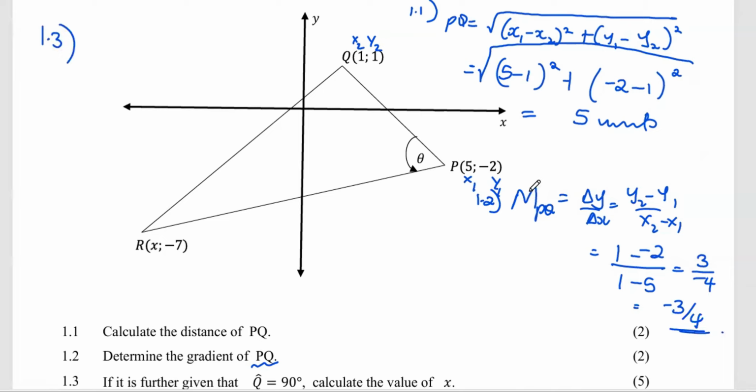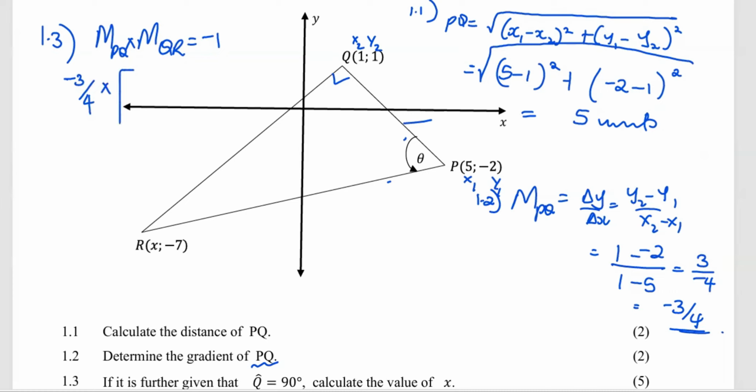They're telling us that it's further given that this angle Q is a 90. Okay, so if Q is a 90, they want us to get the size or the value of X for 5 marks. Now, one approach we can use is the gradients. Meaning that the gradient of PQ times the gradient of QR must give us negative 1, since the lines are perpendicular. Now, we know that the gradient of PQ is negative 3 over 4.